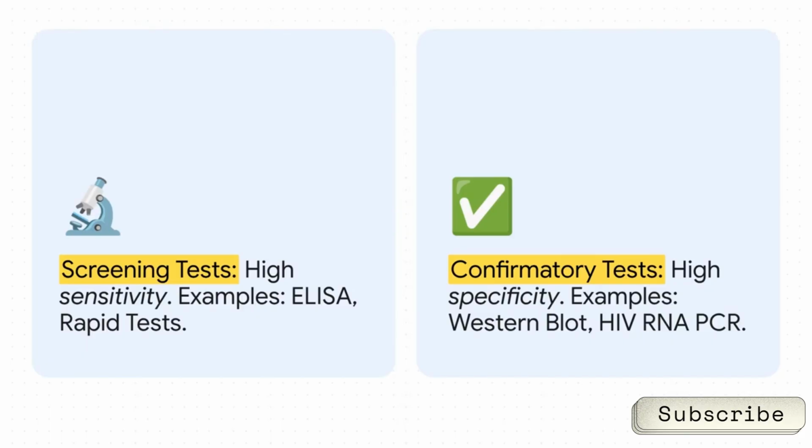The strategy for testing is a two-step dance. First, you screen. The goal of a screening test is to be super sensitive, to catch every single possible case. Think of it like casting a really wide net. You might catch a few things you don't want, some false positives, but you won't let any fish swim by. Then, for anyone who tests positive on the screen, you do a confirmatory test. This one is highly specific. Its job is to make sure what you caught is really HIV and not something else. It's how we get a definitive diagnosis.